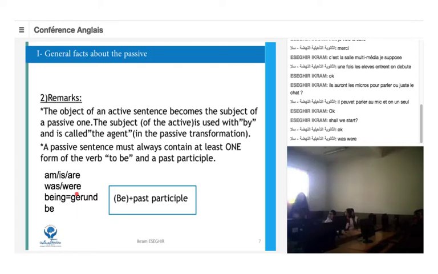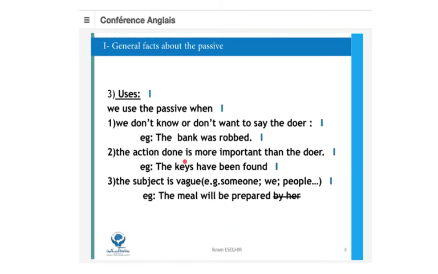And then we can have be in the past participle form. That's it. And finally, we can have be in the infinitive form. So please make sure you remember these 5 forms. Yes, okay. So number 2, the action done is more important than the doer. Sometimes you don't care about who made something, but the action which is done. So like when you say the keys have been found, the keys are important for me. I don't care who found the keys, but I care that the keys have been found.